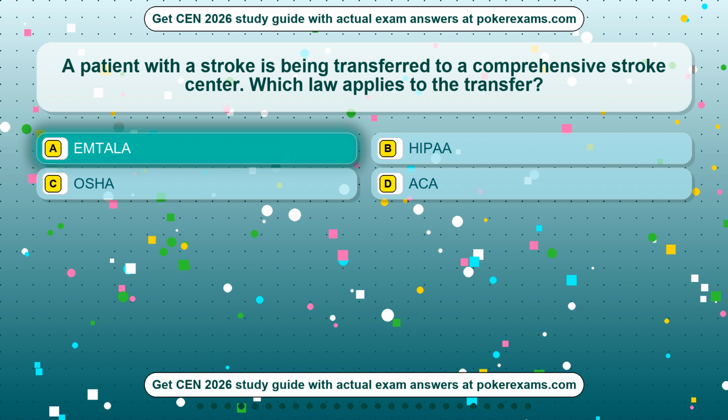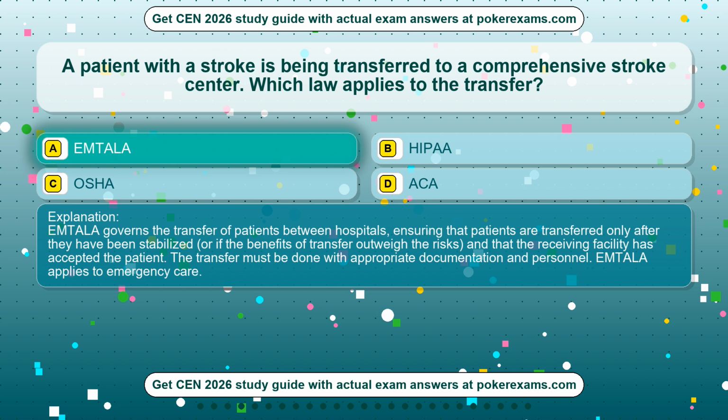EMTALA. EMTALA governs the transfer of patients between hospitals, ensuring that patients are transferred only after they have been stabilized, or if the benefits of transfer outweigh the risks, and that the receiving facility has accepted the patient. The transfer must be done with appropriate documentation and personnel. EMTALA applies to emergency care.